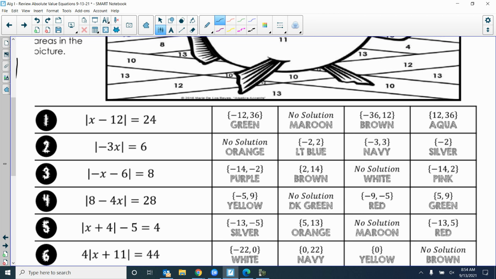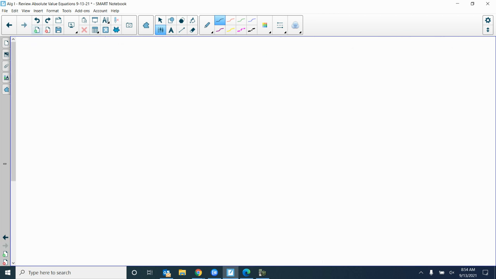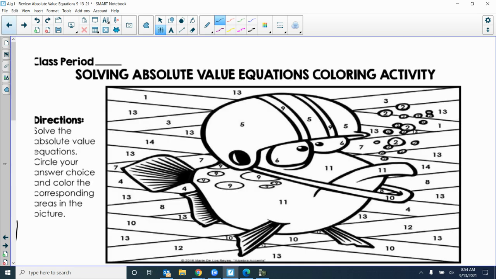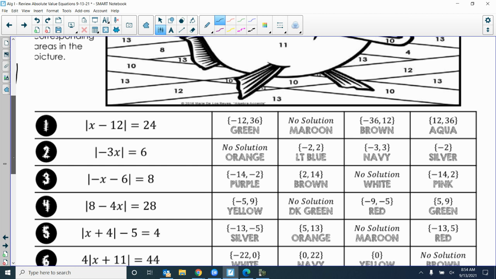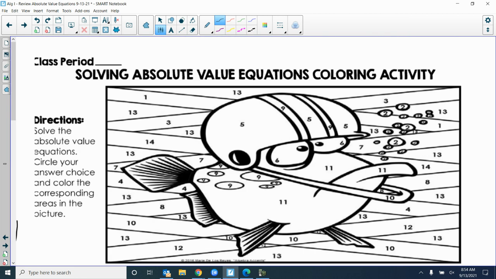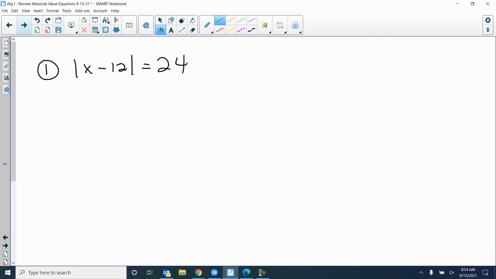It's a new concept. We're going to start with 1, not 3. We're going to go to number 1 first. Now it's the absolute value of x minus 12 equals 24. All right, do you remember how you solve these?